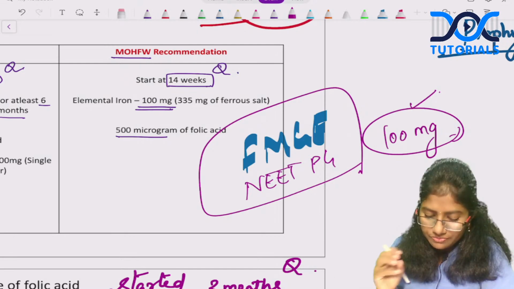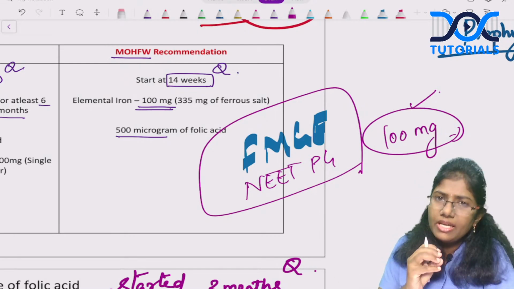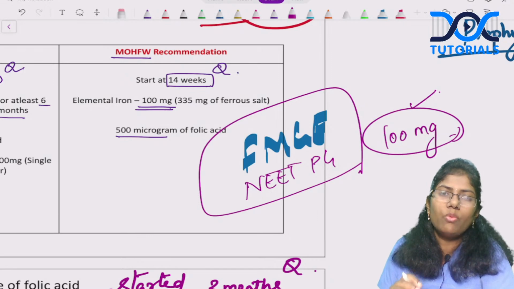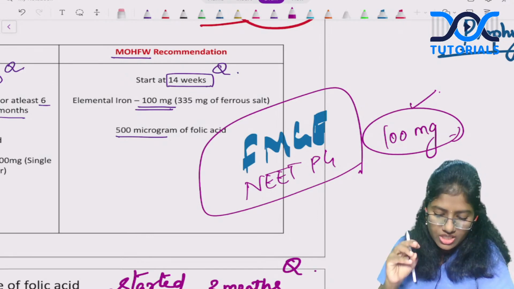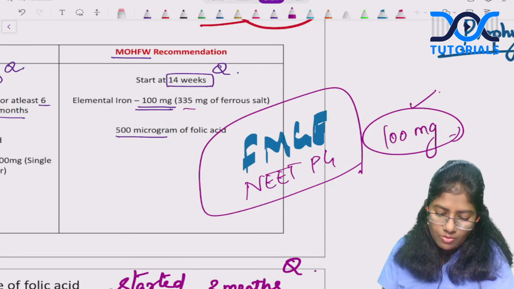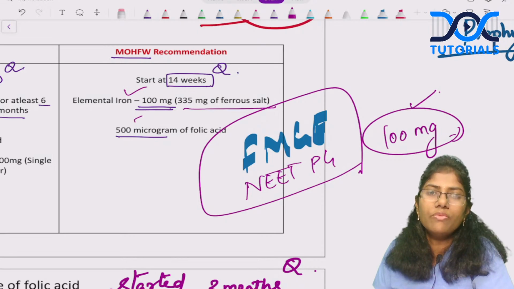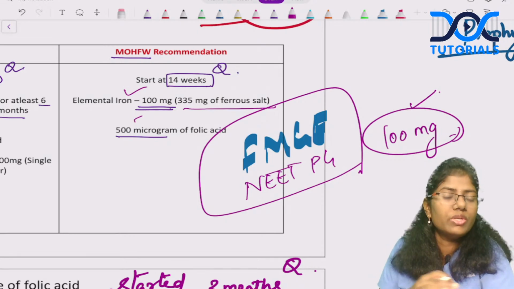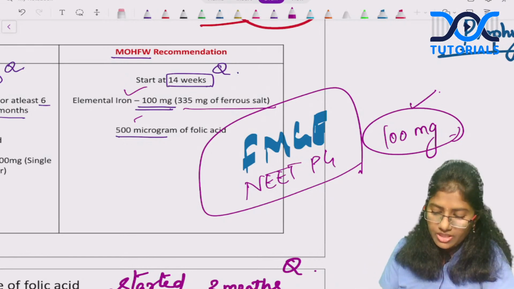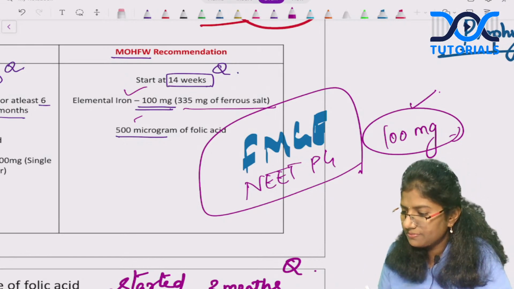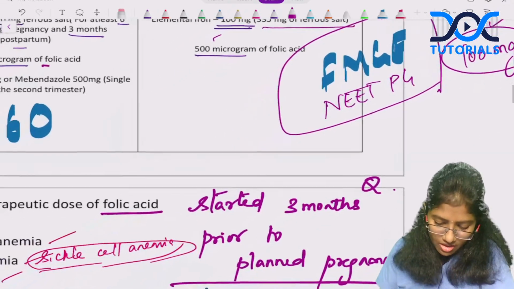So, please remember what is available in our government institutions. What we are giving to our antenatal patients in our government institutions is this 335 milligram of ferrous salt with 100 milligram of elemental iron and 500 microgram of folic acid. This is what we distribute in our government hospitals. So your answer for our FMGE exam and NEET PG will be 100 milligram.